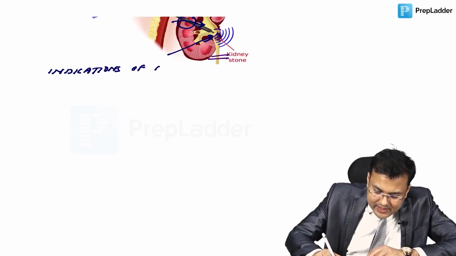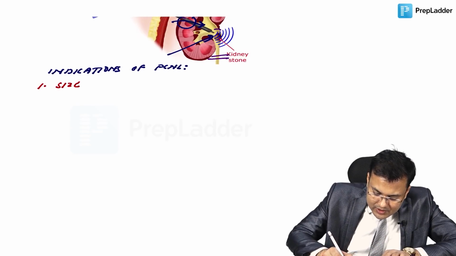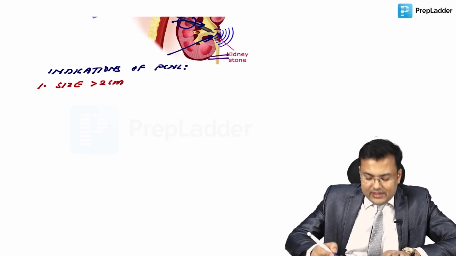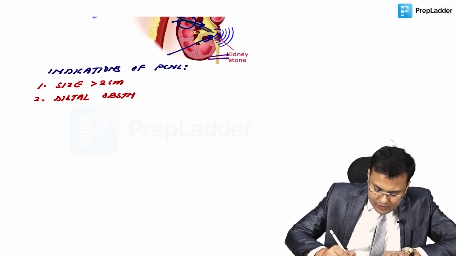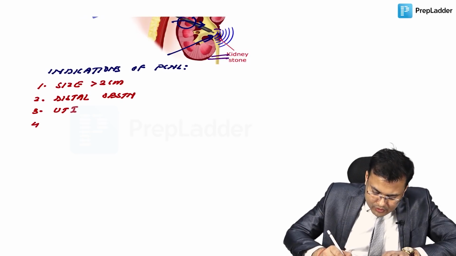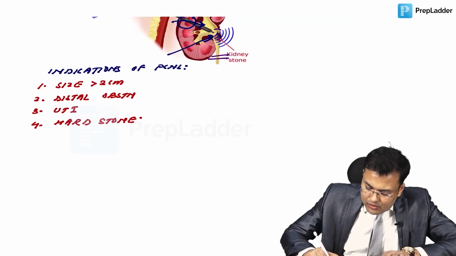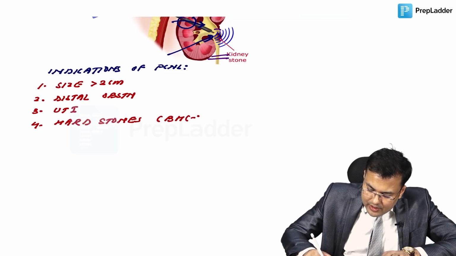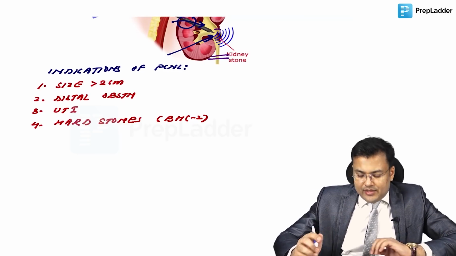Indications of PCNL. Okay. So first, size. Common sense question. How much? More than 2 centimeter. Second, distal obstruction. Third, UTI. Fourth, hard stones. I told you one mnemonic for hard stones, and the mnemonic was BHC2. So what's the full form of BHC2? It's the brushite, hydroxyapatite, cysteine, calcium oxalate monohydrate.